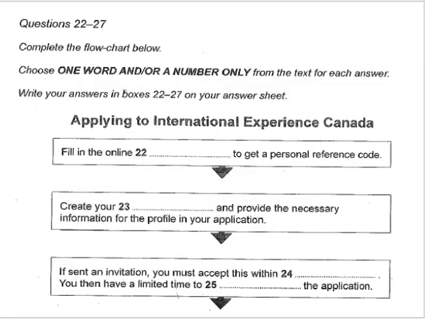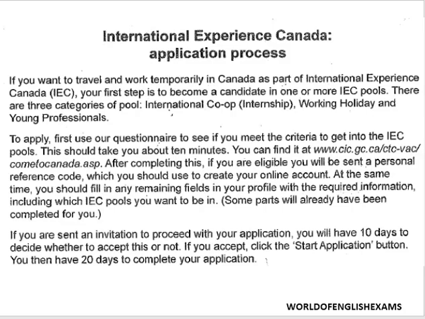We need to create, so the answer is online account, but can you write the second word? No. Because the instructions mention that you need to write just one word. Hence, what is the answer? Account. So you can't write create your online and provide. Hence, we need to omit the word online and write the answer as account. Then moving on to the next step, if sent an invitation. Let's see where we get this context about invitation.